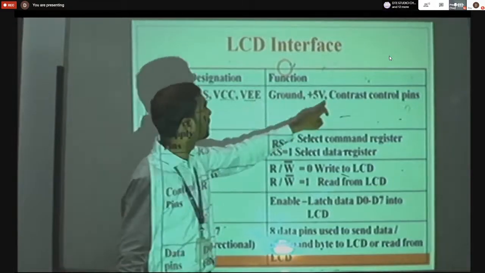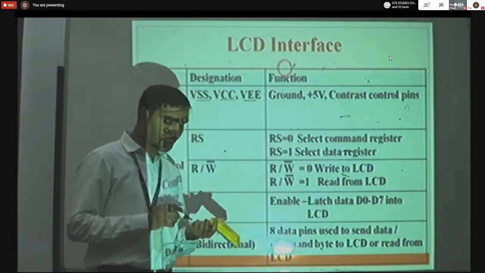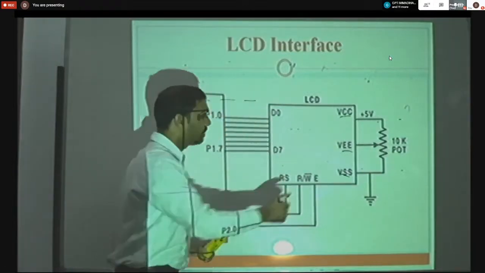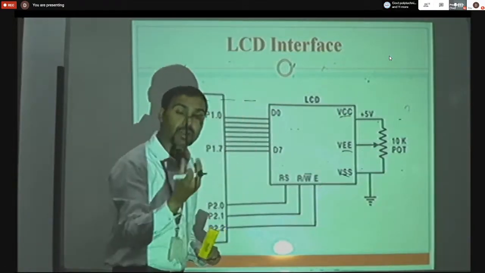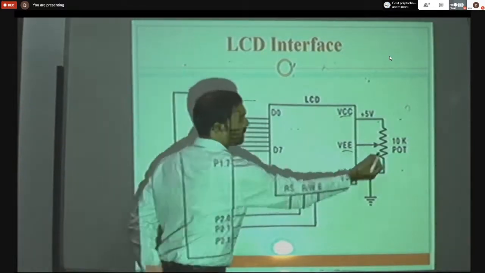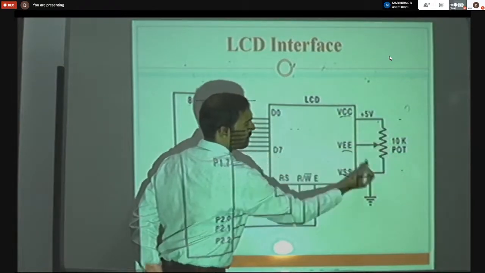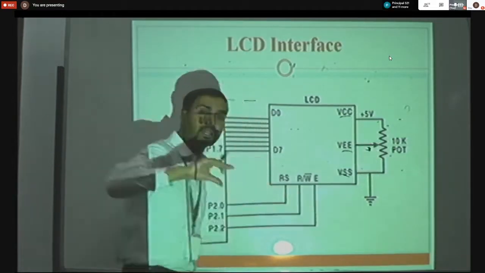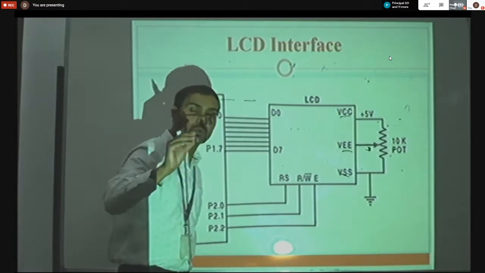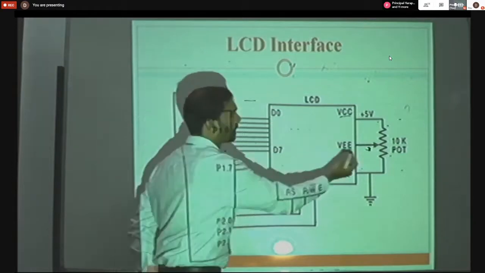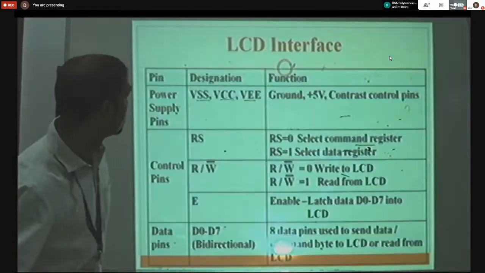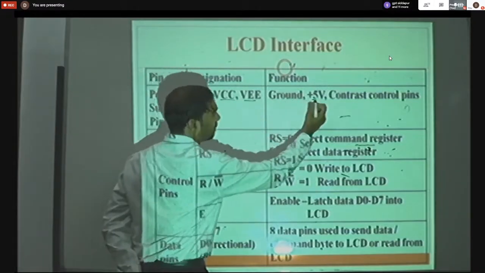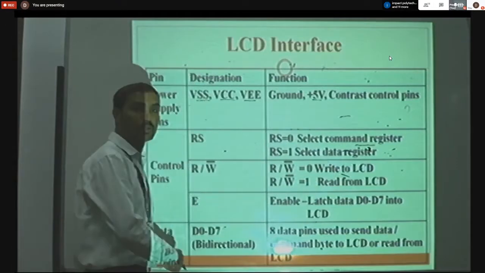Okay, then VEE is nothing but the contrast control pin. Contrast. Okay, how? With the help of the potentiometer here. If you tune this potentiometer, we can adjust the contrast: high brightness, medium brightness or low brightness. So that's why this part is connected to VCC and VEE. There are three terminals, 1, 2, and 3. The third terminal is connected to VEE, where you can set whatever contrast or brightness you want with the help of this part. So VSS is reserved for ground, VCC is the positive power supply of 5 volts, and VEE is the contrast control pin.